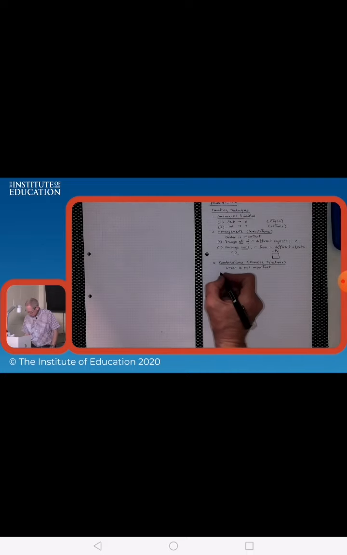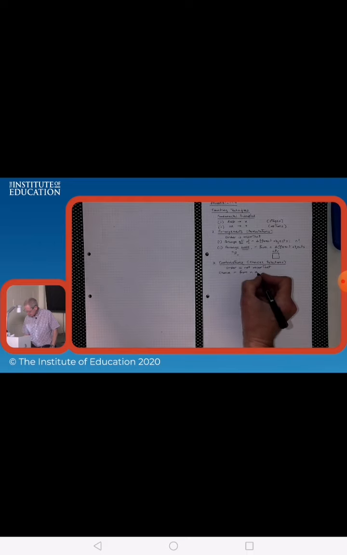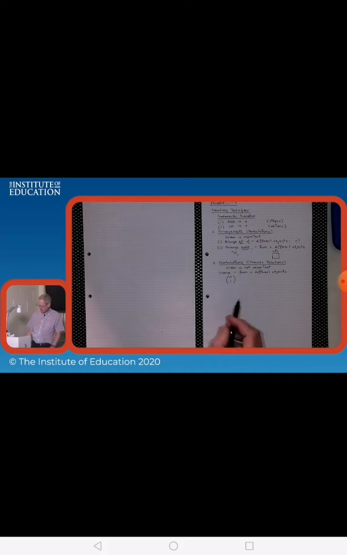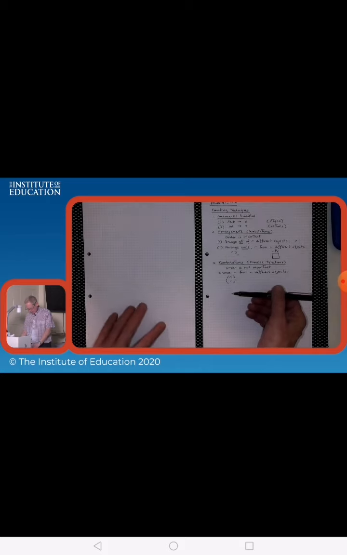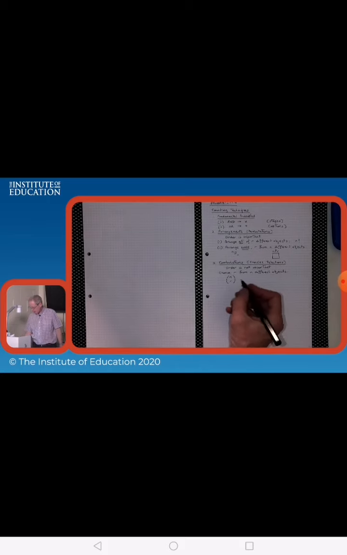Now, there's only one formula here that matters, and that is choosing r from n different objects. The number of ways that can be done can be written down like this: a big pair of brackets with n over r. The total number of objects that we're choosing from goes on top, and the number of objects that we're choosing goes down below.